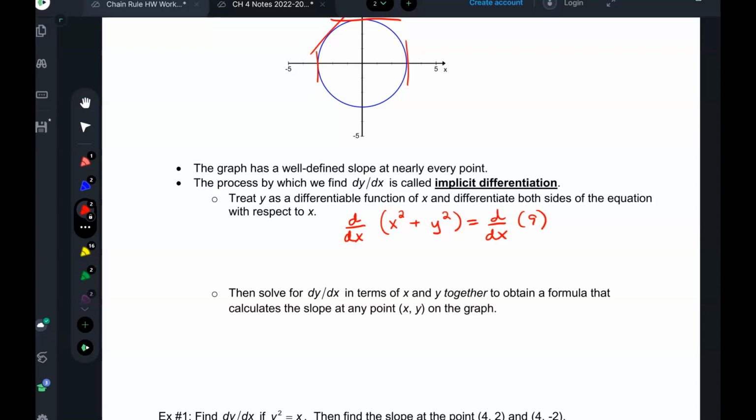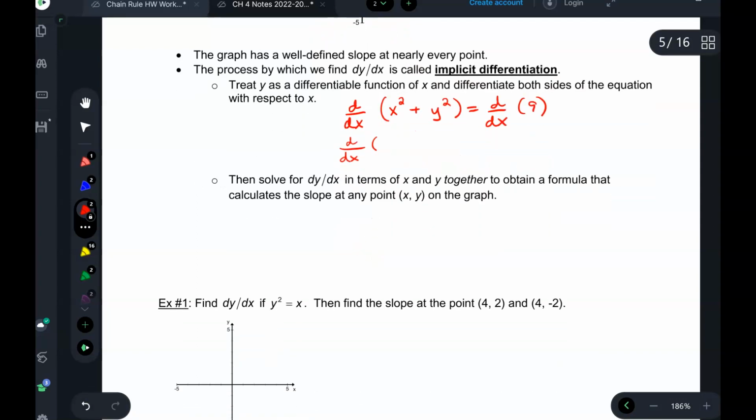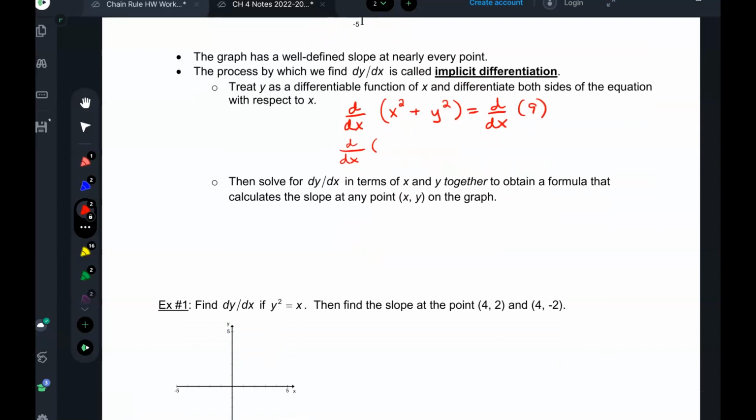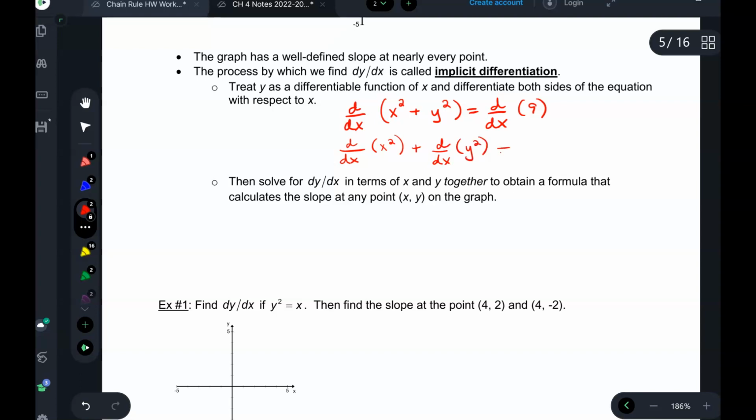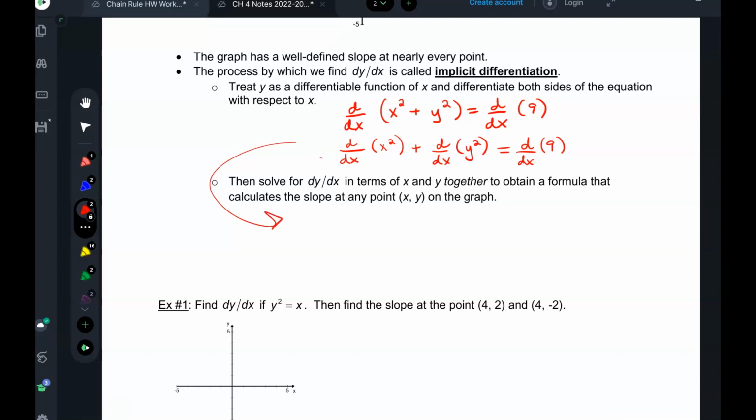Now what I want to do is take the derivative of each part. I should have given you a little more space here. Sorry about that. Can you see now? Sorry, we'll have to continue down here just for space. It's fine.